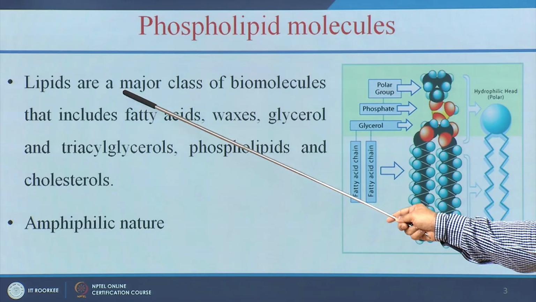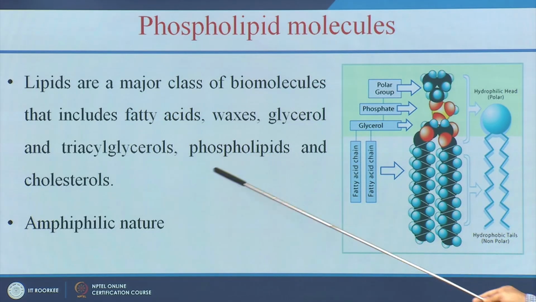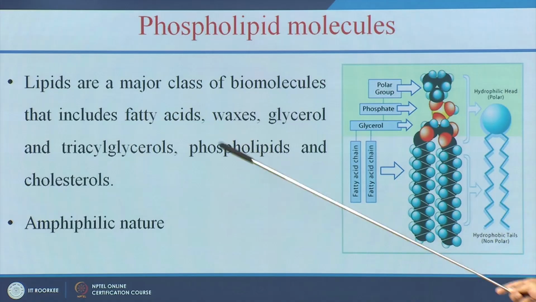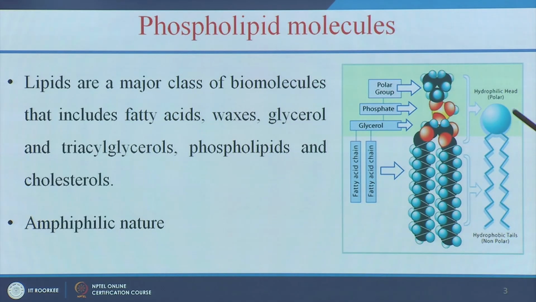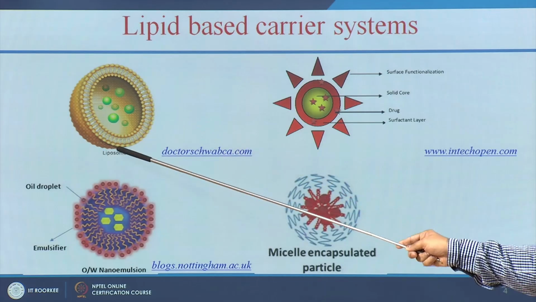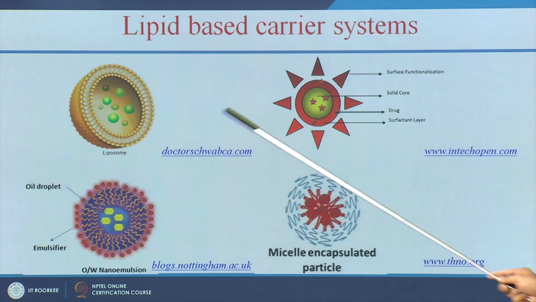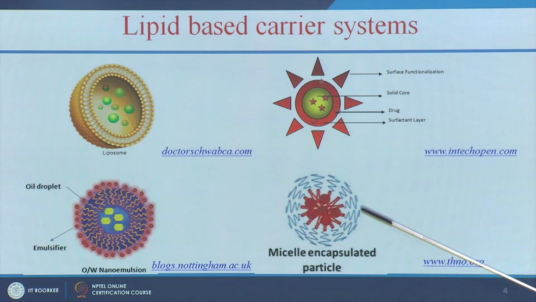Lipids are the major class of biomolecules that includes phospholipids, cholesterols and fatty acids. Lipids are amphiphilic in nature, that means they have a hydrophilic polar head and a hydrophobic, non-polar tail. These are the various lipid based carrier systems: this one is liposome, this is solid lipid nanoparticles, this is nanoemulsion, and this is micelles. In this lecture we are going to learn all these lipid based carrier systems.